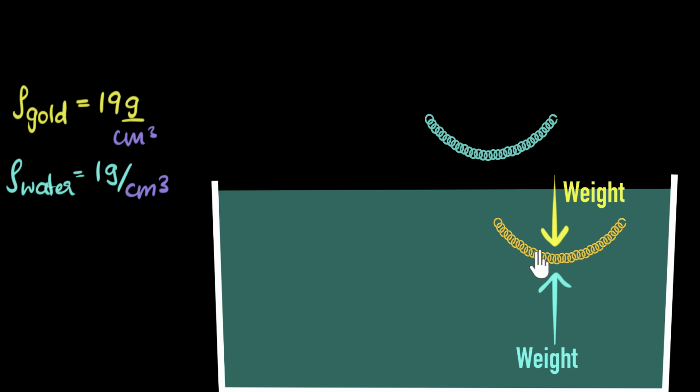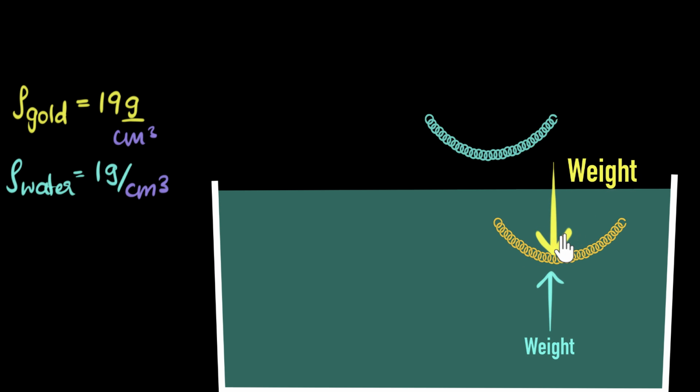Every centimeter cube of this gold weighs 19 grams. So can you tell now which one is heavier? I'm pretty sure you can. It's the gold. Because gold is heavier, its weight will be larger, and as a result, our gold chain is going to sink.